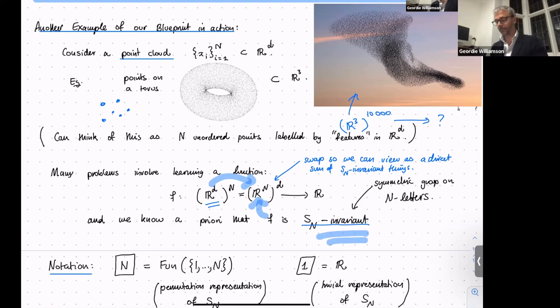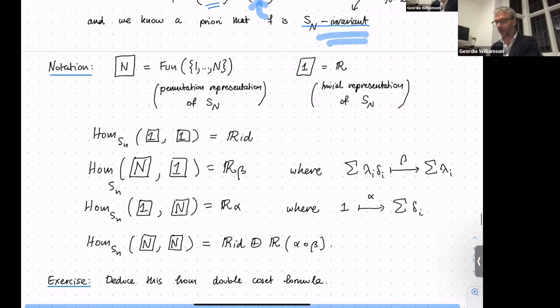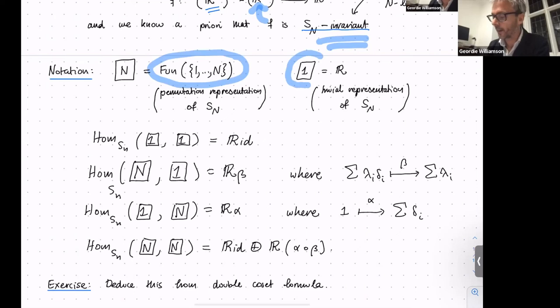So how does our blueprint work in this particular case? There are two obvious permutation representations: functions on an n set, and functions on a one-point set. Sn acts on a one-point set trivially.